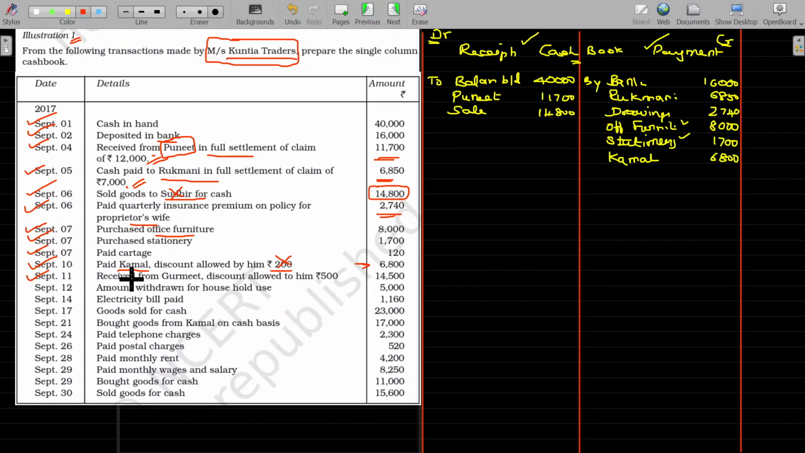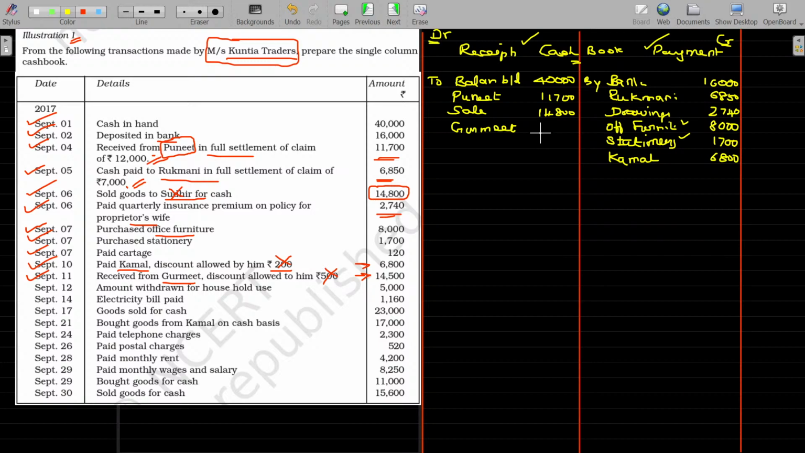On 11th September, received from Gurmeet, discount allowed to him 500. Never mind that. So we have received 14,500. Put the value 14,500 in the receipt side. In the description, the name of the party from whom we received should be recorded. So Gurmeet.